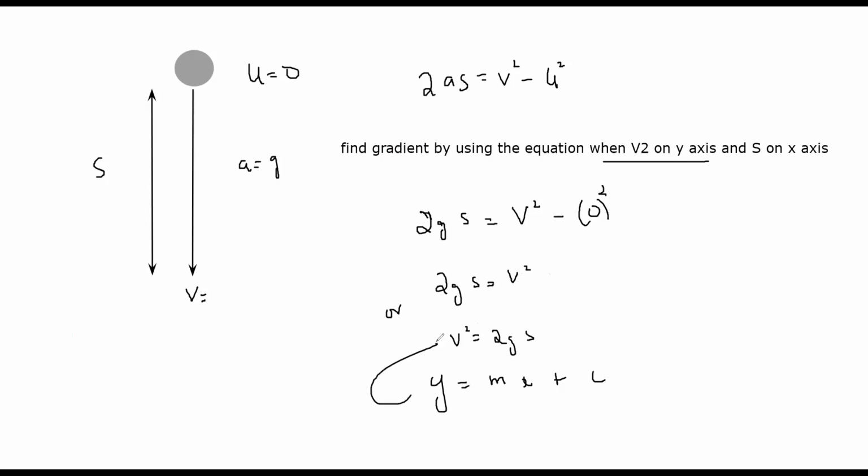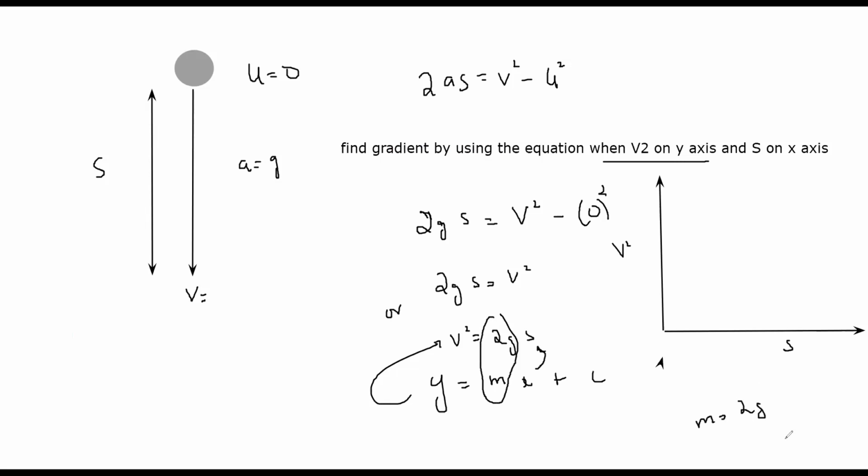So on the y-axis I'm plotting v square. On the x-axis I'm plotting distance. So what will be my gradient? What I'm left with is 2g. So the whole gradient will be 2g. 2 is a constant number, and g is the acceleration due to gravity, that's also constant. So it shows it will be a straight line.